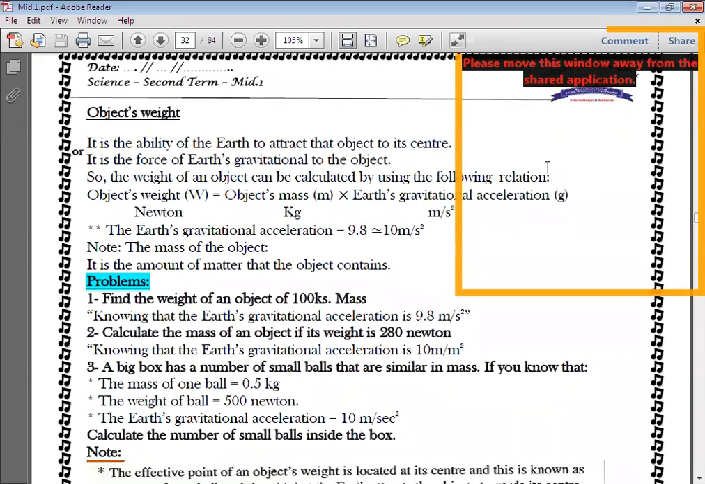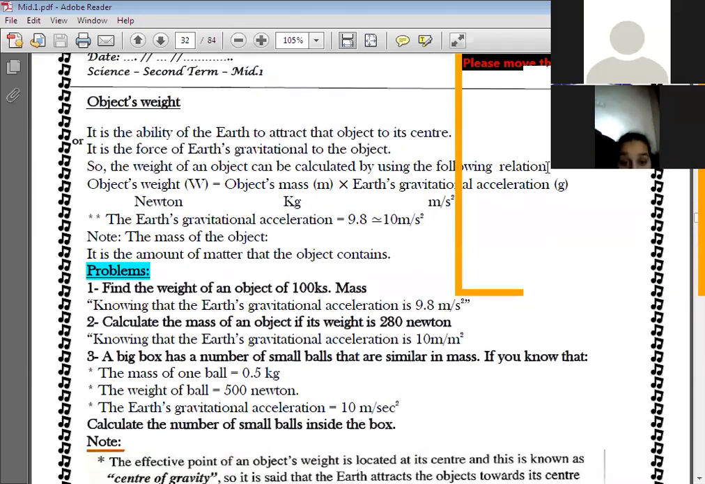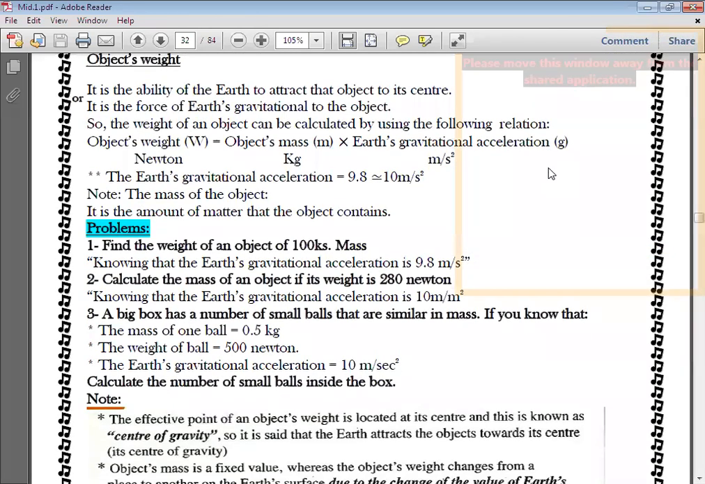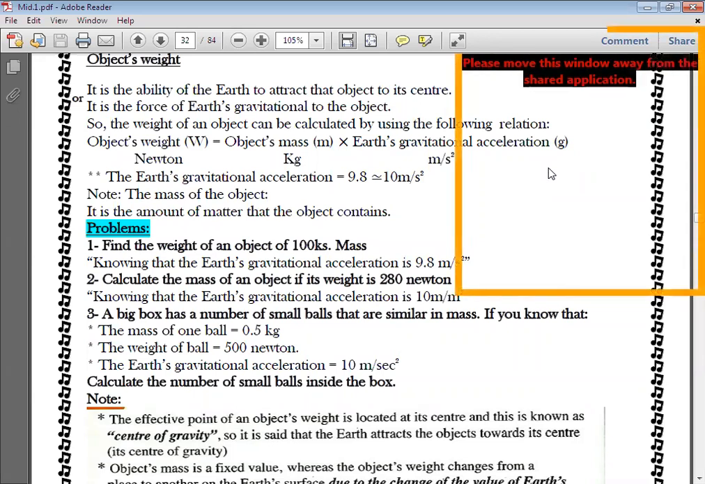Problem: find the weight of an object of 100 kilogram mass, knowing that the gravity is 9.8. Weight equals mass times gravity. Mass equals 100, gravity equals 9.8. So 100 times 9.8 equals 980 Newton. Calculate the mass of the object if its weight is 280 Newton, knowing that the Earth's gravity acceleration is 10. To calculate the mass, mass equals weight divided by gravity. So weight 280, gravity 10. So 280 divided by 10 equals 28 kilograms.